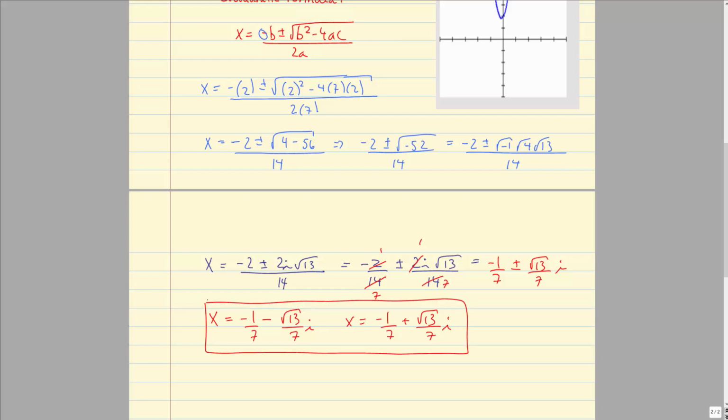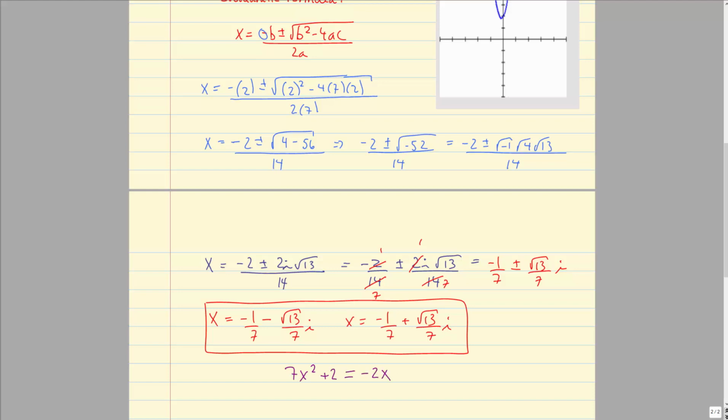Okay, so those are my solutions. Now, if you wanted to, you could plug this in and check your answers. So it's not a short process to do this. Let's go ahead and recall what our original problem was. It was 7x squared plus 2 equals negative 2x. So that was the original.